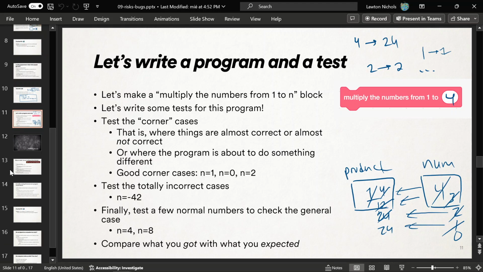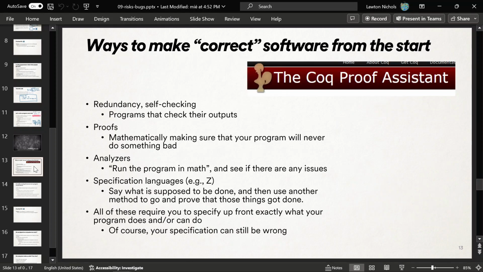But at the end of the day, you can't test everything. Maybe you can get any possible input number from the user, and there are infinitely many numbers. How do you know that your program is going to work the right way with every possible input? Tests can't give you that kind of guarantee. There are ways, though, and this is where we'll start today, to make software that is absolutely correct, that cannot go wrong from the start, which is really cool.